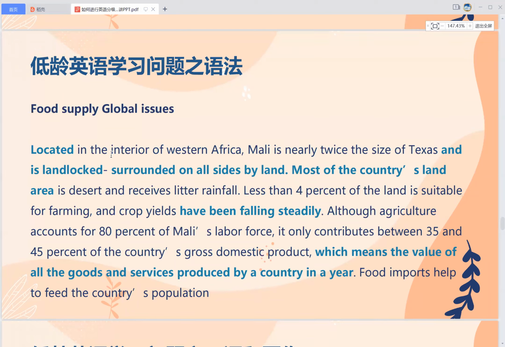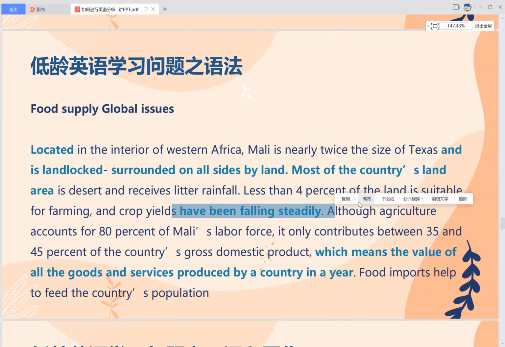For example, it said here: located in the interior of Western Africa, Mali is nearly twice the size of Texas and is landlocked, surrounded on all sides by land. Most of the country's land area is desert and receives little rainfall. Less than 4% of the land is suitable for farming, and crop yields have been falling steadily. Okay, I'll stop here and say have been falling steadily.